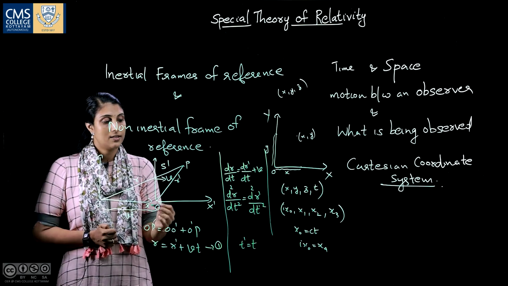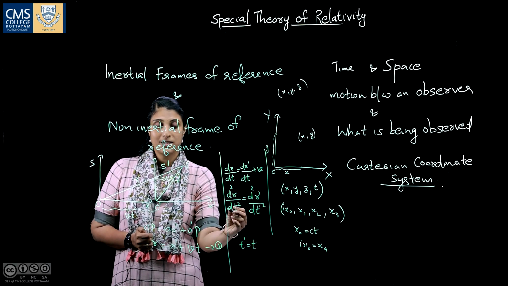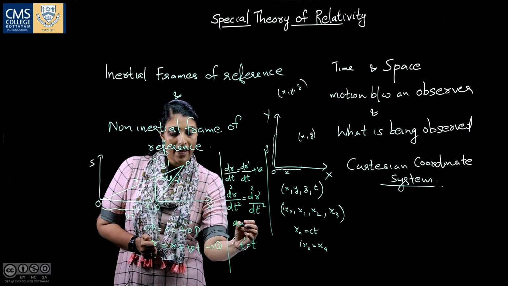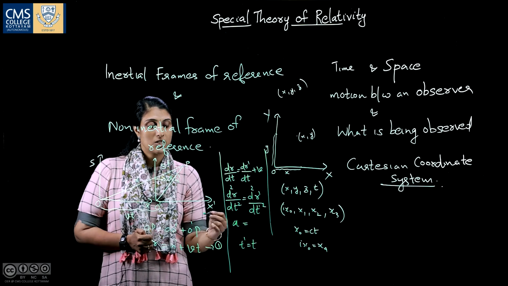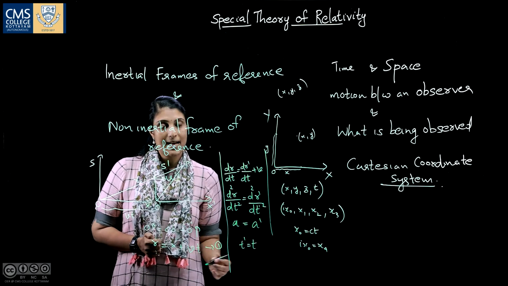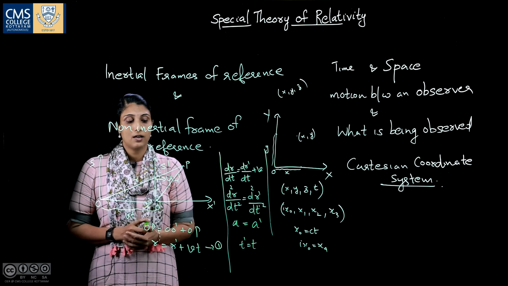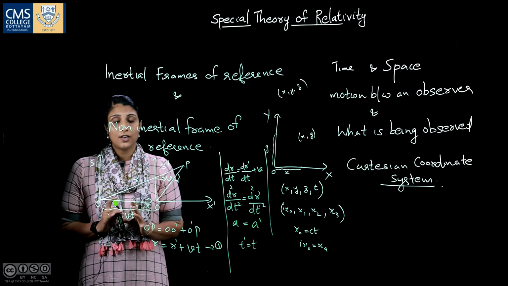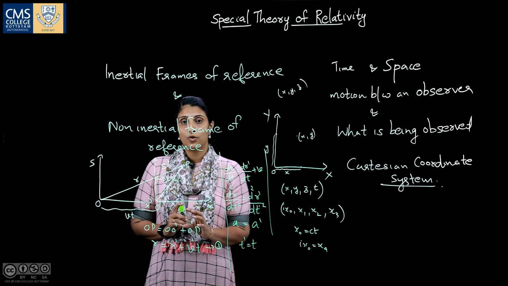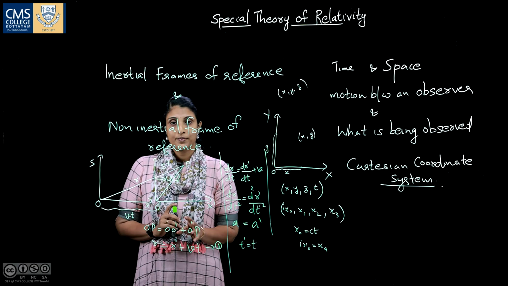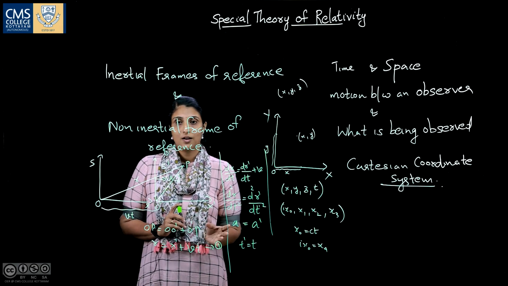Okay, this means that acceleration of the object measured by an observer in the S frame, that is a, equals acceleration of the object measured by an observer in S dash frame. That is, the acceleration is invariant with respect to the reference frame. That is, if an object is at rest with respect to an observer O in the S frame, that object will remain at rest for an observer O dash in the S dash frame.